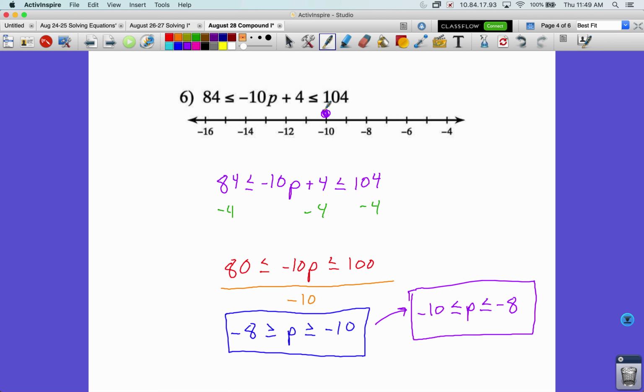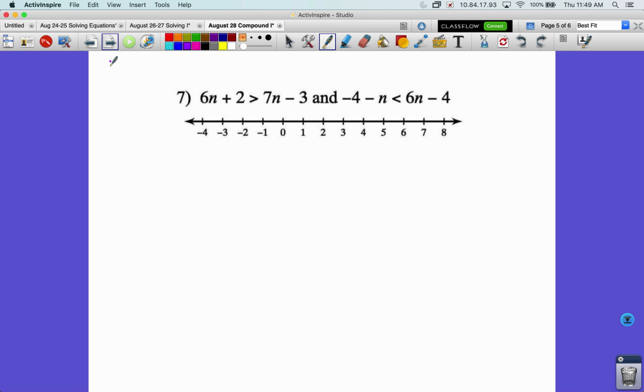I'm going to use closed circles at -10 and -8. This is going to be the line segment in between, where p is greater than the lower bound, but less than the higher bound. All right, one more.